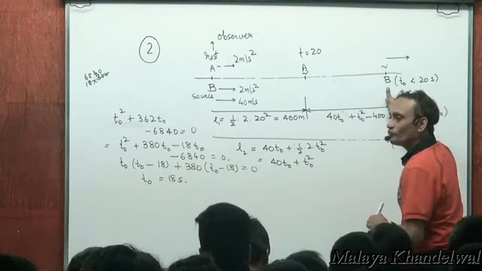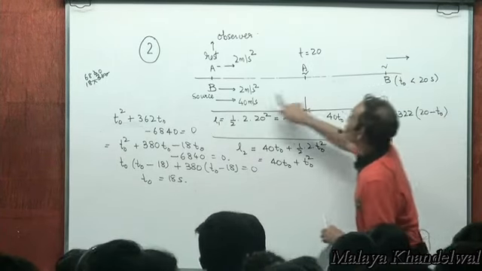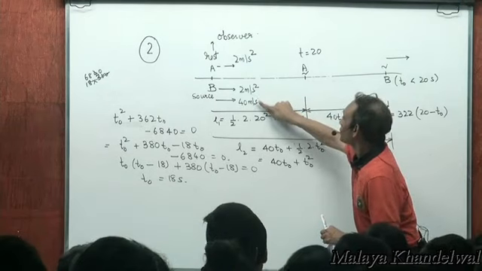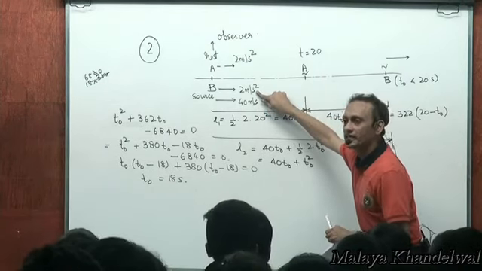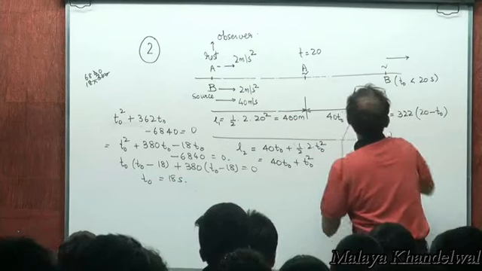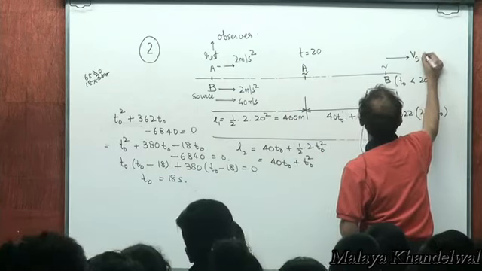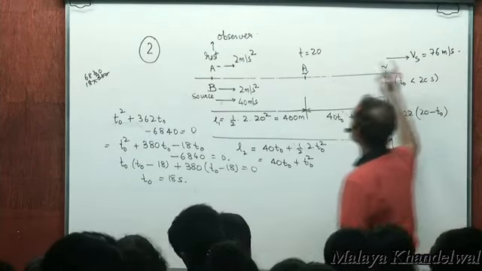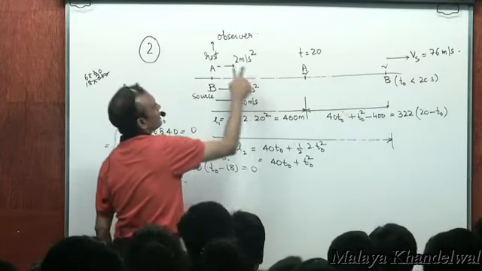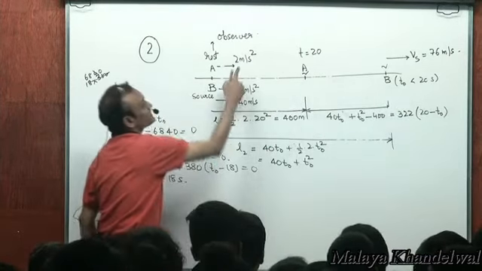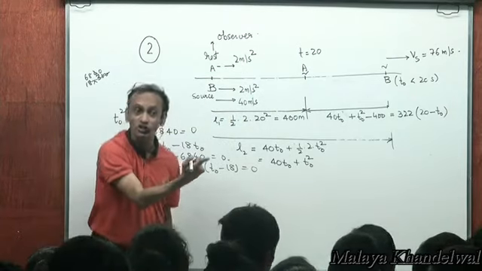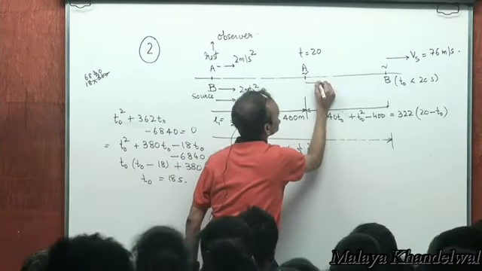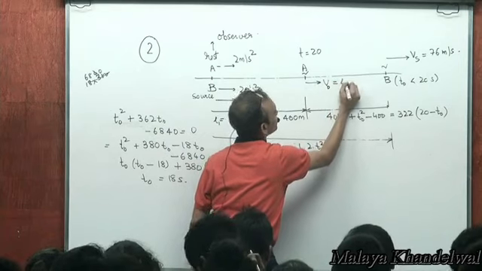Then the velocity of B would be U plus 80, right? 40 plus 36, 76 meters per second is the velocity of the source when it emitted the pulse. The observer, when it received the pulse, that was at t equal to 20 seconds, would be 40 meters per second. So the velocity of the observer is 40 meters per second.